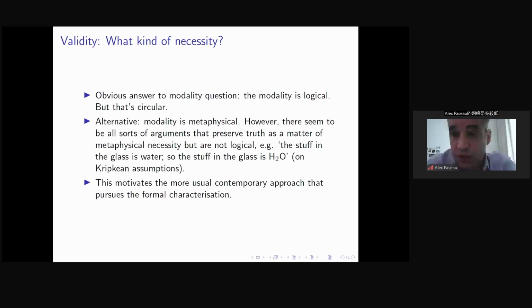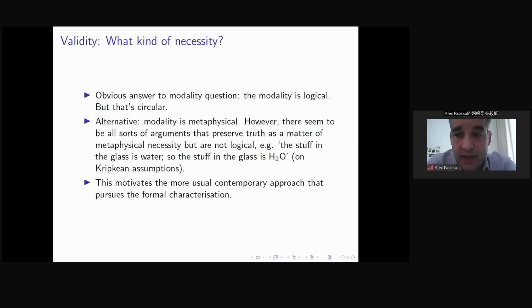So think about metaphysical modality, which I will assume the audience is broadly familiar with, but I'll give an example. The problem with this characterization is that there seem to be all sorts of arguments that preserve truth as a matter of metaphysical necessity, but are not logical. For example, if you say the stuff in the glass is water, so the stuff in the glass is H2O.